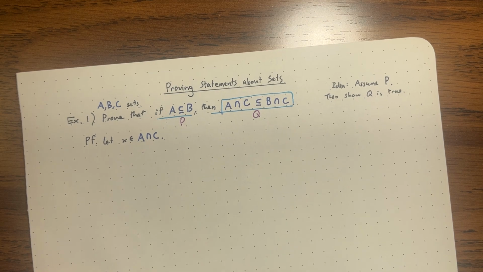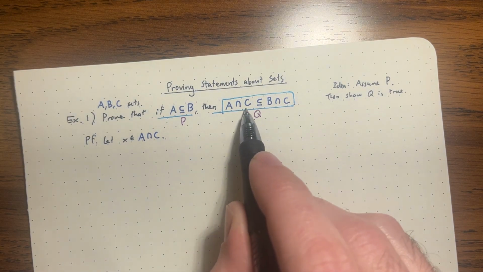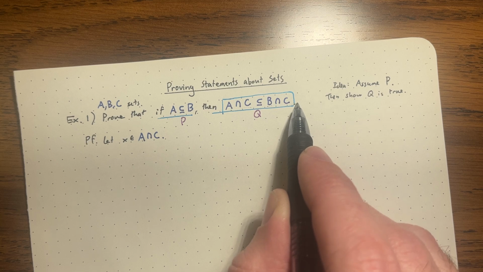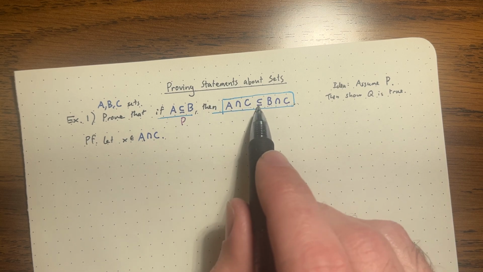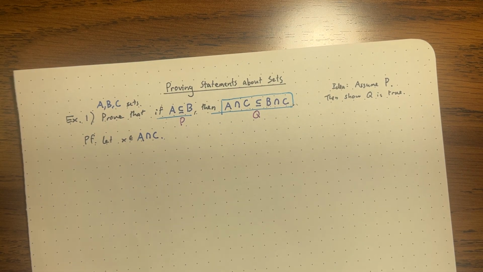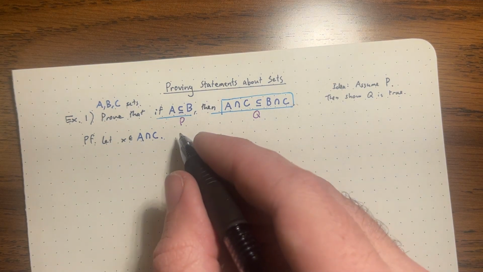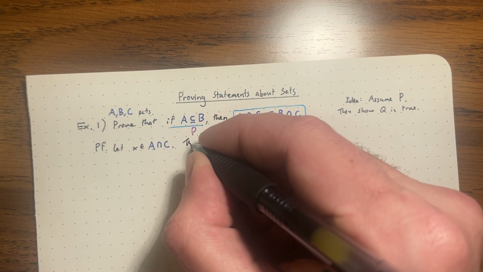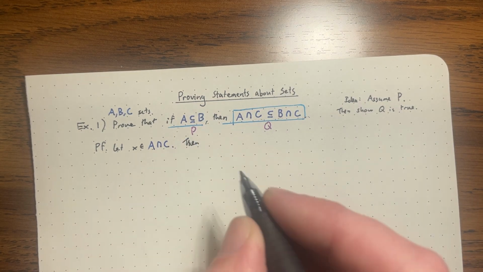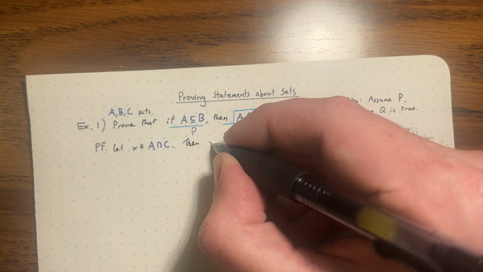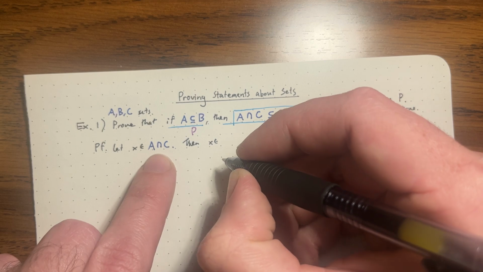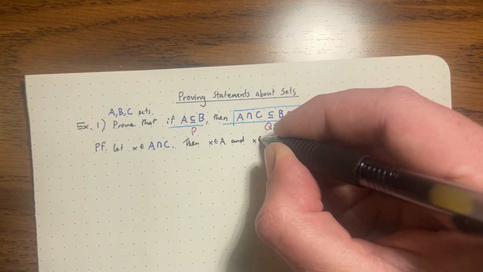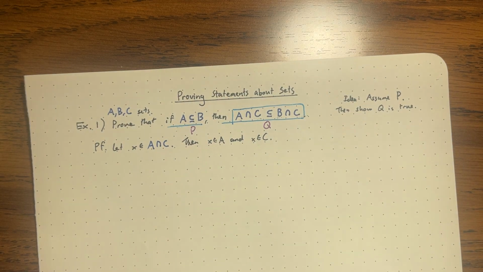All right, that's how we prove a set is contained in another. Take an arbitrary element of this. We want to show it's in here, right? So we suppose it's in here. We want to show it's in here. And how do we do that? Well, if it's in there, then what does that mean? We have to unravel what that means. Well, it means that X is in both A and C because it's the intersection. So X is in A and X is in C.